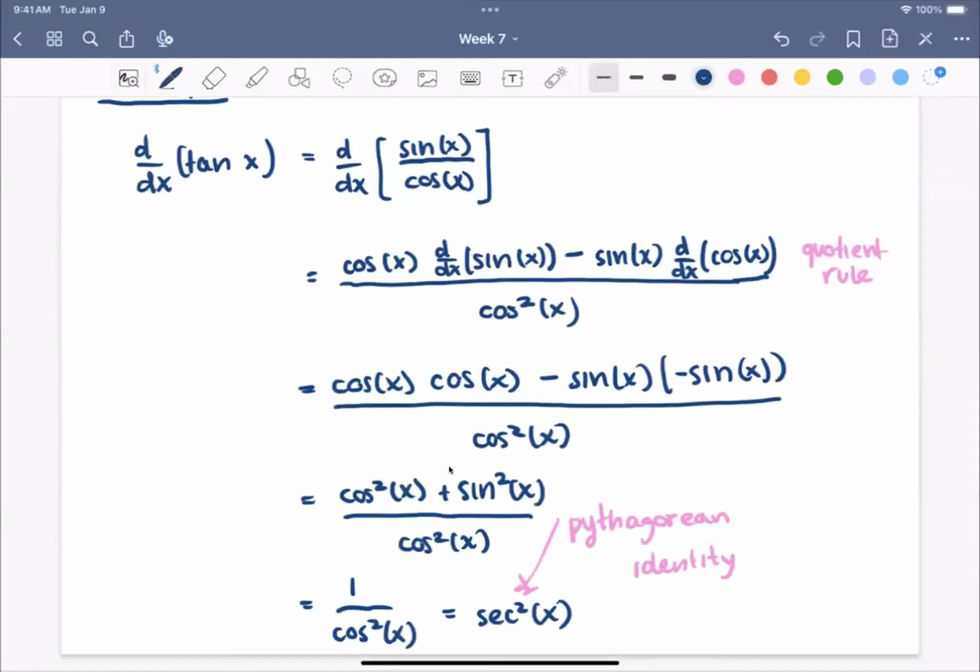I was going to do one more of these before writing down what all the formulas are. So let's do secant, and then I'll just summarize all of these in a table.